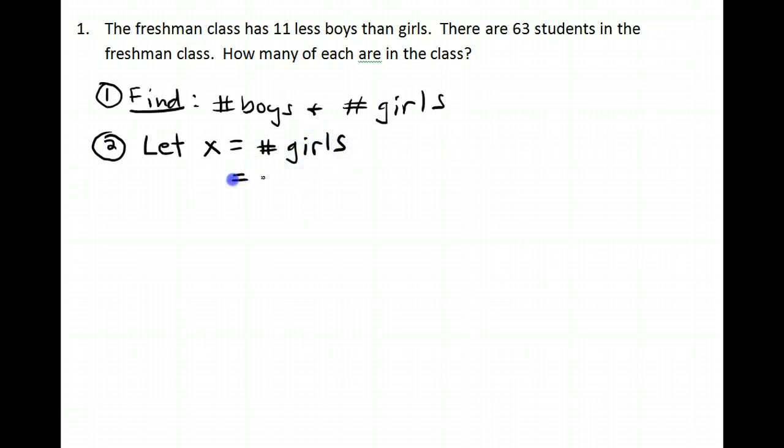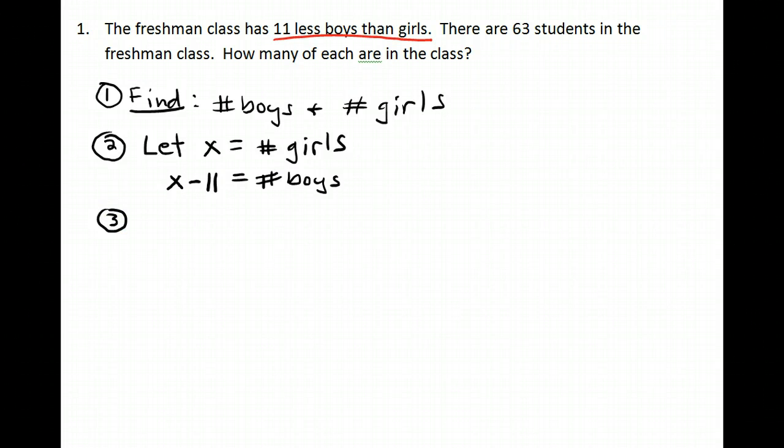I also need to represent the number of boys, and when I look at this, there are 10 less boys than girls. So if I know the number of girls, I need to subtract 10 to get the number of boys. Alright, step 3 is our equation.